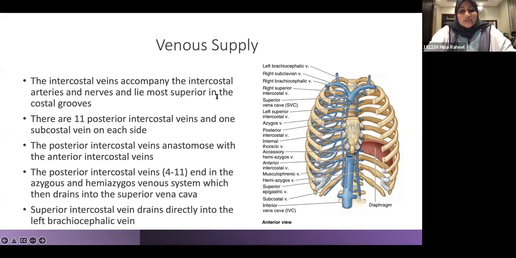So can we say that posterior ICA are from thoracic aorta and anterior ICA are from internal thoracic artery? Yes, you can. Yeah, absolutely.